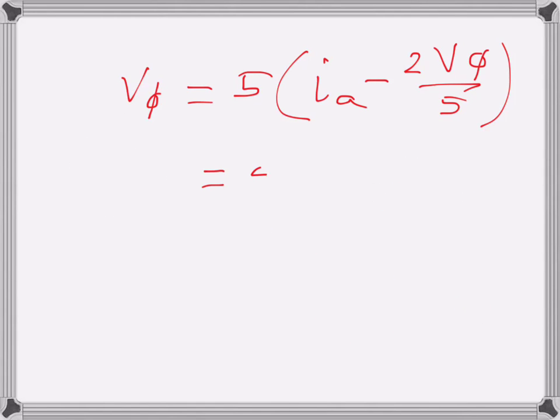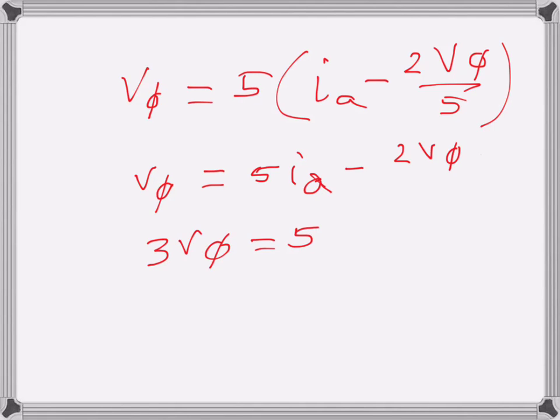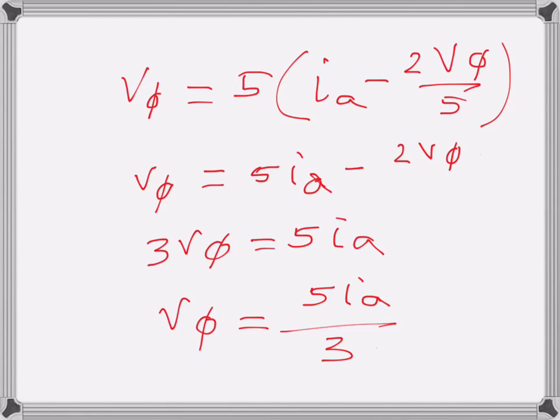So this can be written as 5IA minus 2V phi, and here it's V phi. Getting rid of the bracket, it becomes 3V phi equal to 5IA. So V phi can be written as 5IA over 3. I have expressed V phi in terms of IA because I need to find the value of IA, so that there is only one unknown.